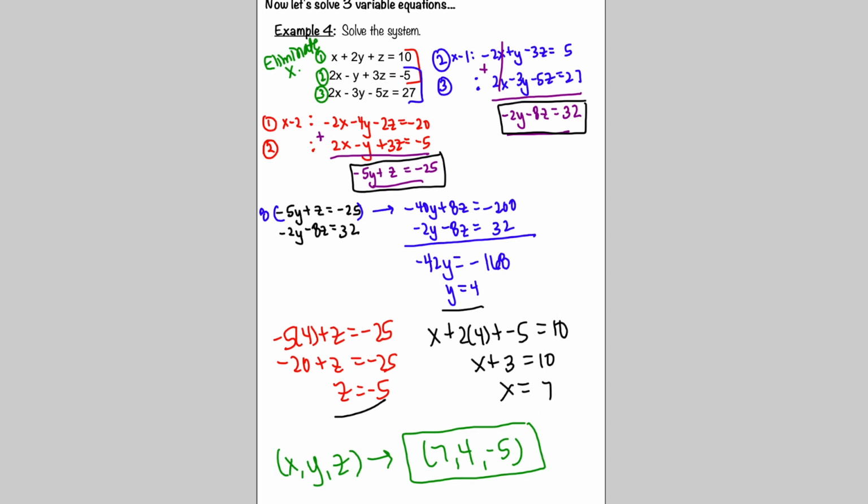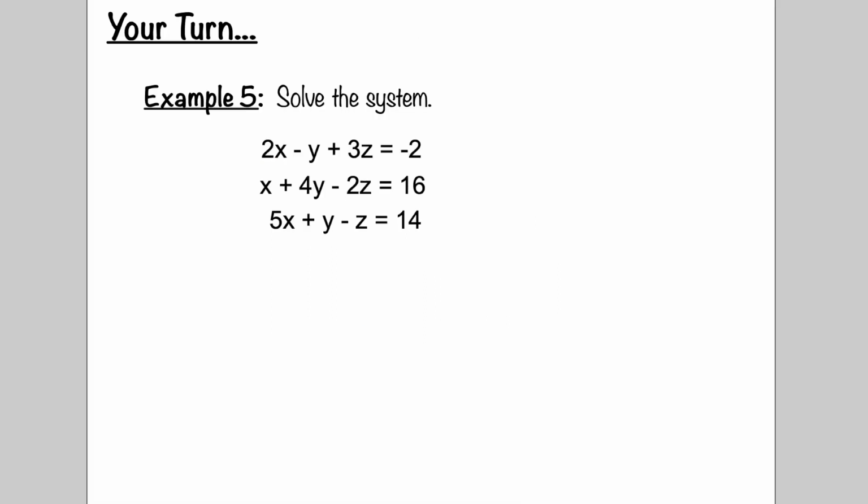Then we have one last example. As you get to the your turn problem, I would like for you to pause the video and go ahead and give it a try. If you pause the video and come back, I will work through it, but I would recommend you try it on your own first. So hopefully you paused the video and you came back. If you tried it on your own and you got 2, 3, negative 1, nice job, you got the right answer. If not, I'm going to go ahead and work through example 5 now.